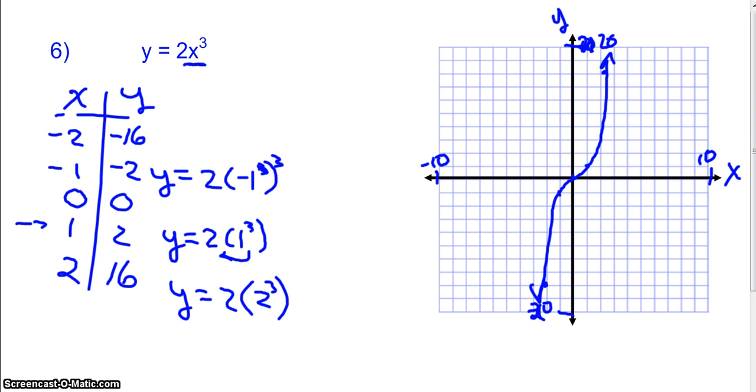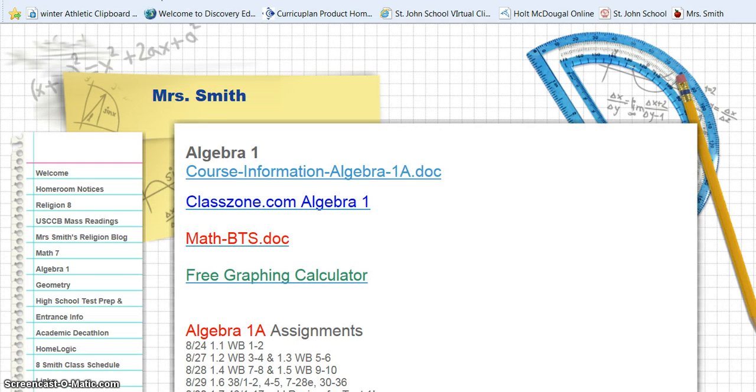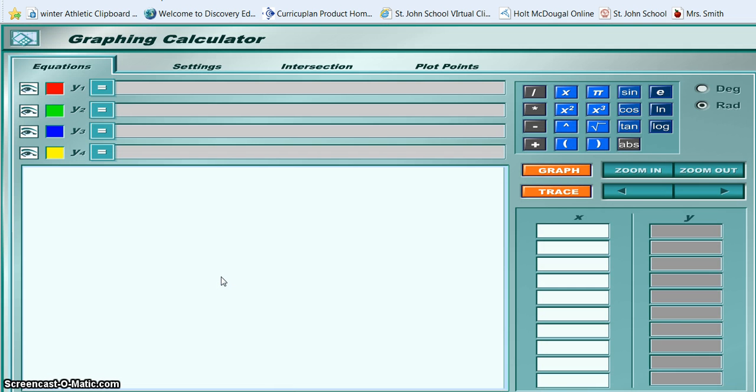Very good. You know, you can go to my website and go under my Algebra 1 page, and you can click on my free graphing calculator, it's not mine, but it's a free one that I have a link to here. And you can input these equations that we're talking about here. So notice that I can also choose the color I want it to be. I'm going to leave that red.